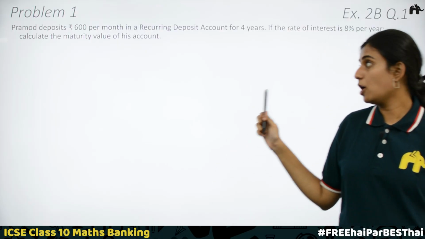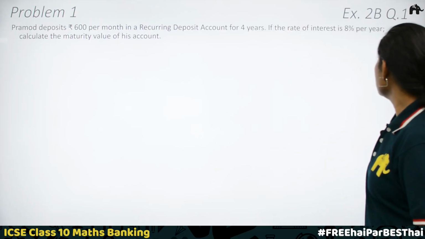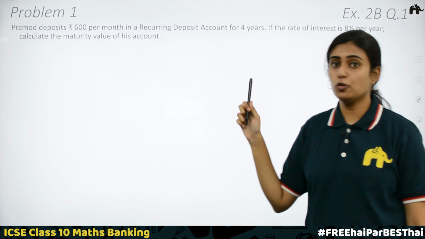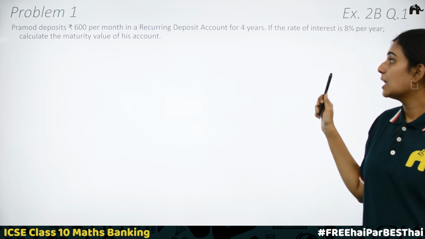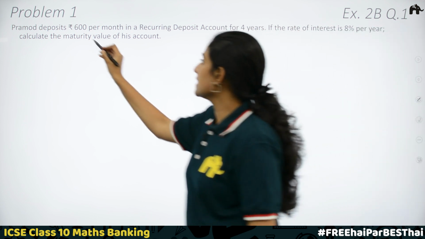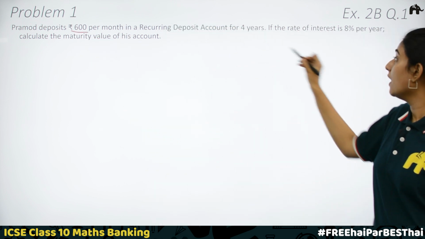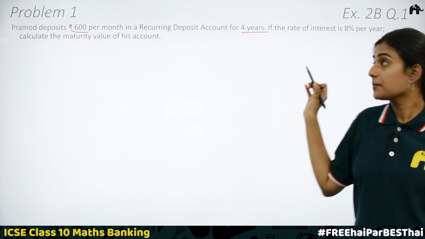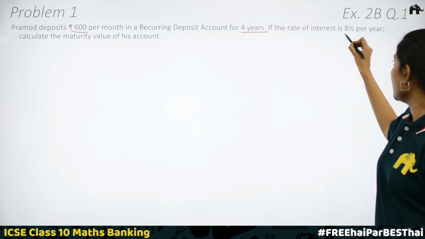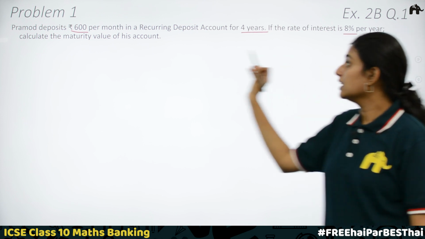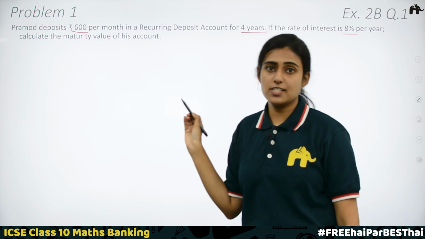Here is our first problem, that is question number 1 of exercise 2B. We won't be solving every question. Pramod deposits rupees 600 per month in a recurring deposit account for 4 years. If the rate of interest is 8% per year, calculate the maturity value of this account.